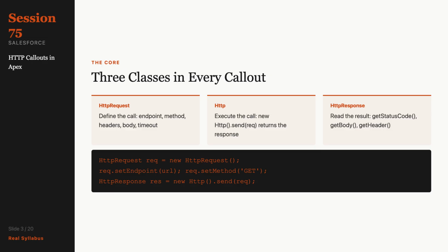HttpRequest is where you define the call: endpoint, method, headers, body. HTTP is the class you call send on. HttpResponse is what comes back: status code, headers, and body.